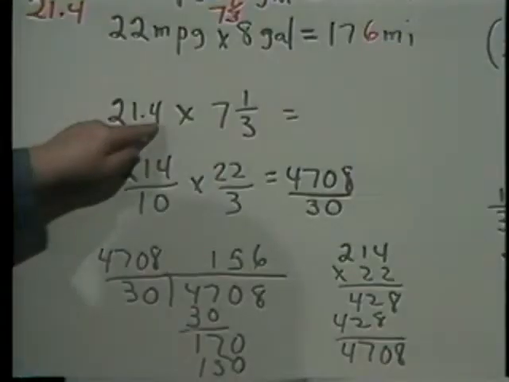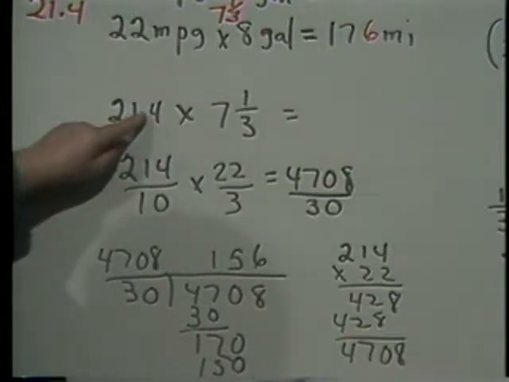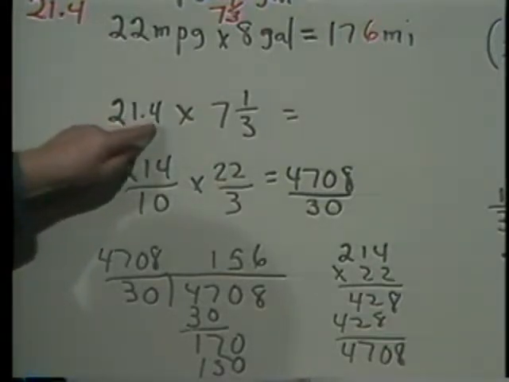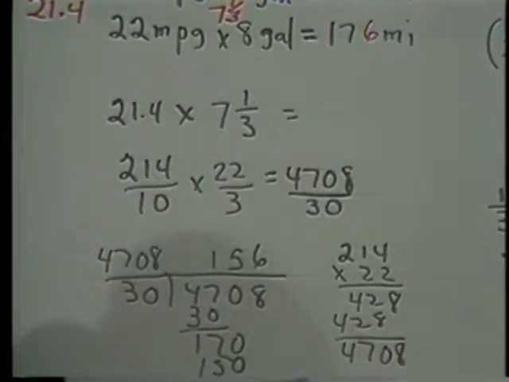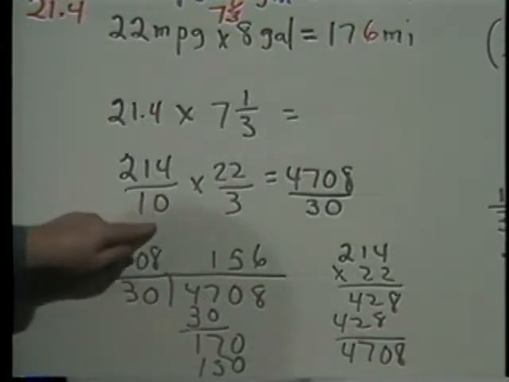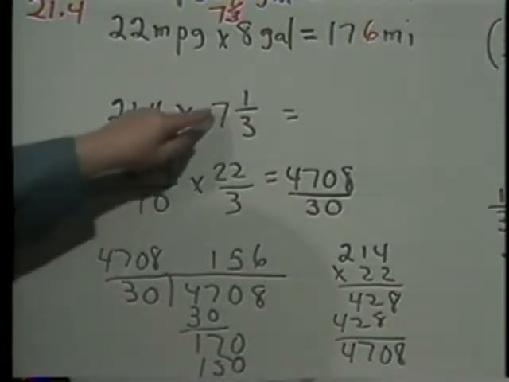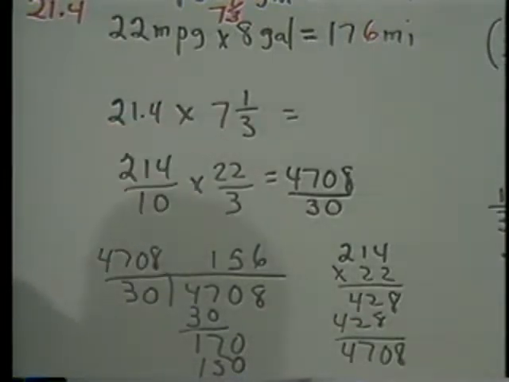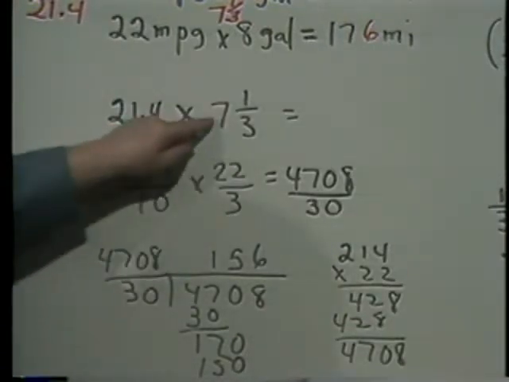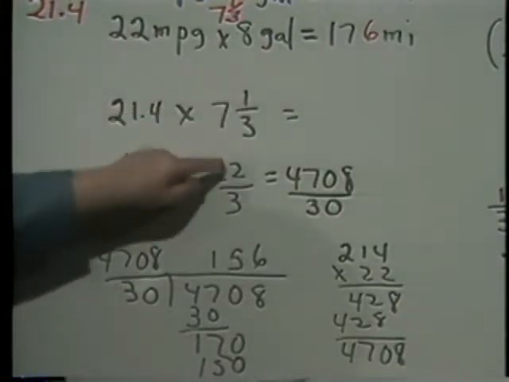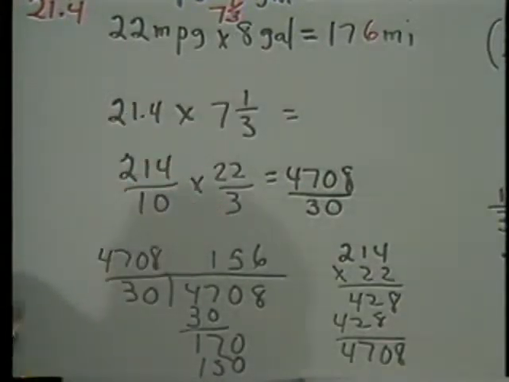See, I take 21.4. Without the decimal point, that would be 214. 214 what? There's one digit to the right of the decimal point, so the label is tenths. So 21.4 is 214 tenths. 7 1/3 is what? 3 times 7 is 21, plus 1 is 22. That's 22 thirds. And by the way, if you don't like my method for doing this, do it this way.